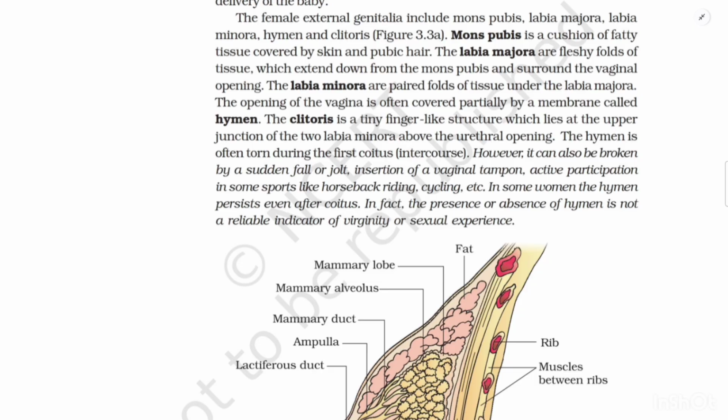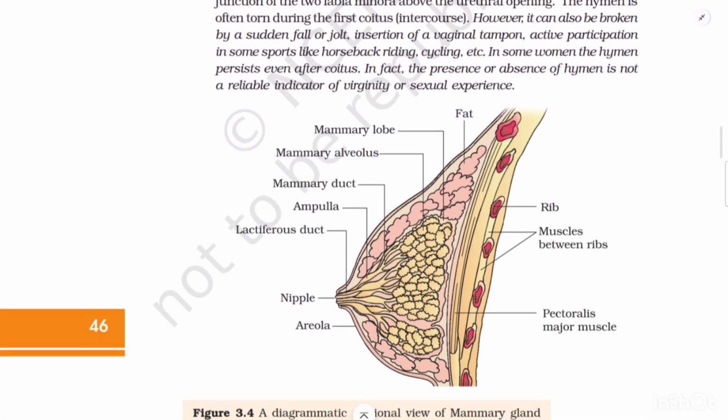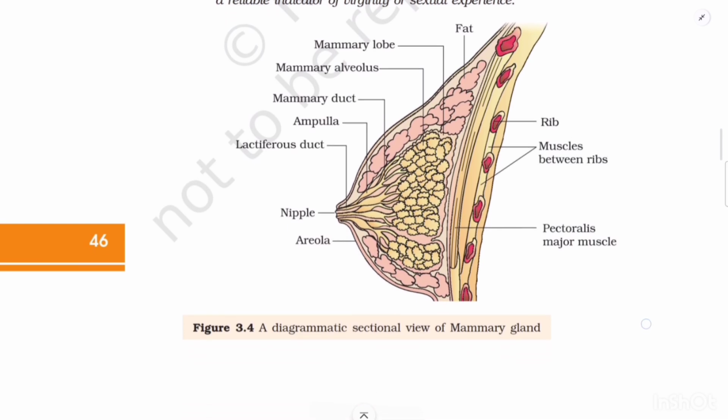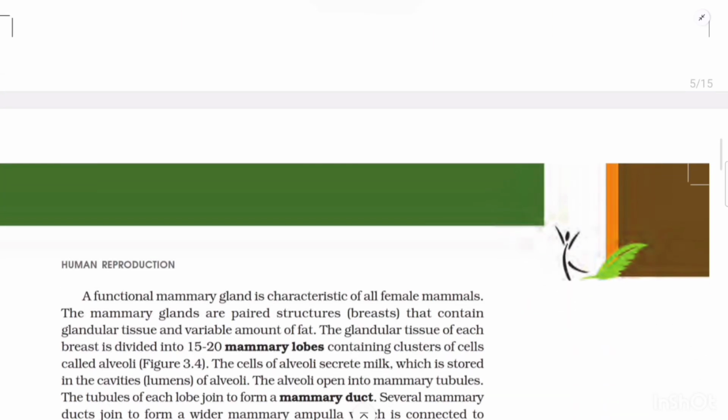However, it can also be broken by a sudden fall or jolt, insertion of a vaginal tampon, active participation in some sports like horseback riding, cycling, etc. In some women, the hymen persists even after coitus. In fact, the presence or absence of hymen is not a reliable indicator of virginity or sexual experience.